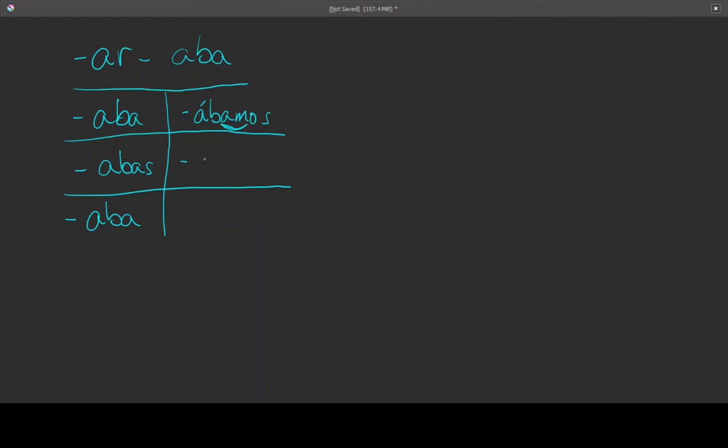For the vosotros form, you take that aba and add is to it, so abais. And for the ellos form, you're going to take aba and add an n to it, so aban. All right, for our ER and IR verbs, we're going to have the same conjugated endings. So that's another thing that makes this a pretty simple concept to learn.